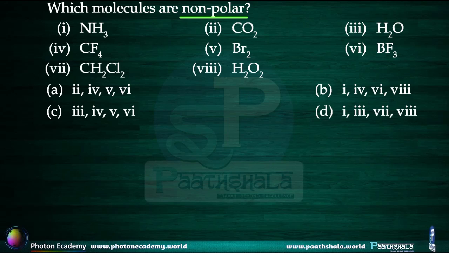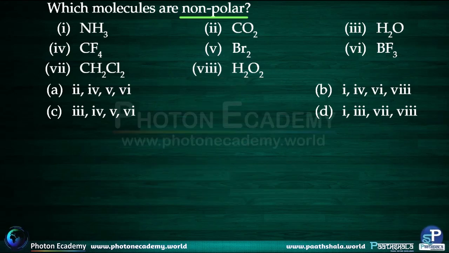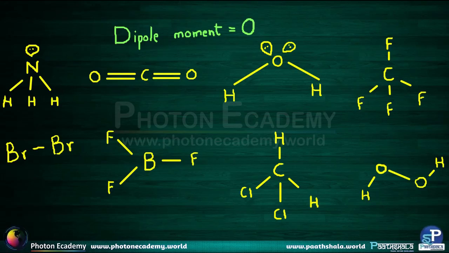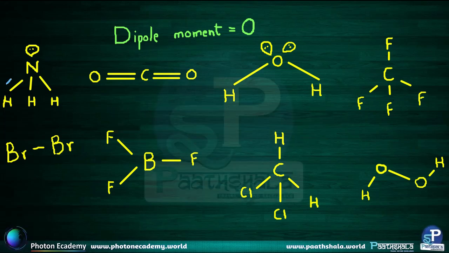The approach to solve these types of questions is to make the structures on paper and then to examine the vector sum of the dipole moments of all the bonds. So the first compound is ammonia, and ammonia has a non-planar structure and the dipole moments can be shown as follows. The vector sum is not equal to 0 and thus this is a polar molecule.